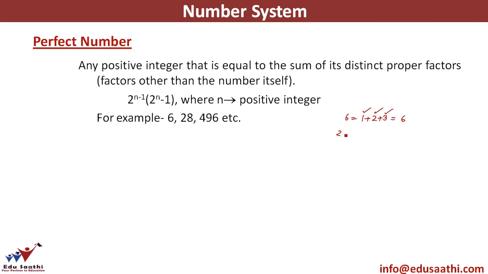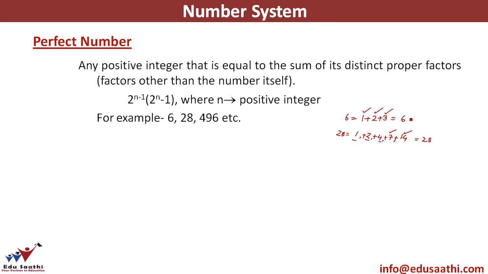Let's look at the next, which is 28. So what are the factors? 1, 2, then the other factor would be 4, then 7, then 14 and 28. If you add all the factors apart from the number, 14, 7, 4, 2, 1, this is 7 and 7, 14, and this comes to 28. Such kind of number is known as a perfect number.